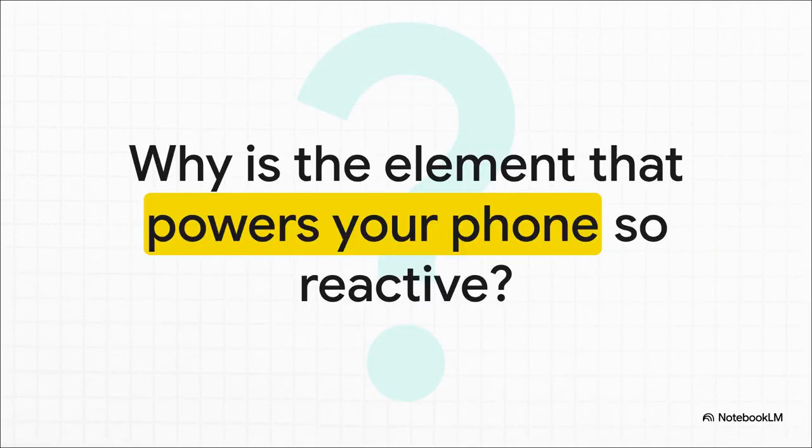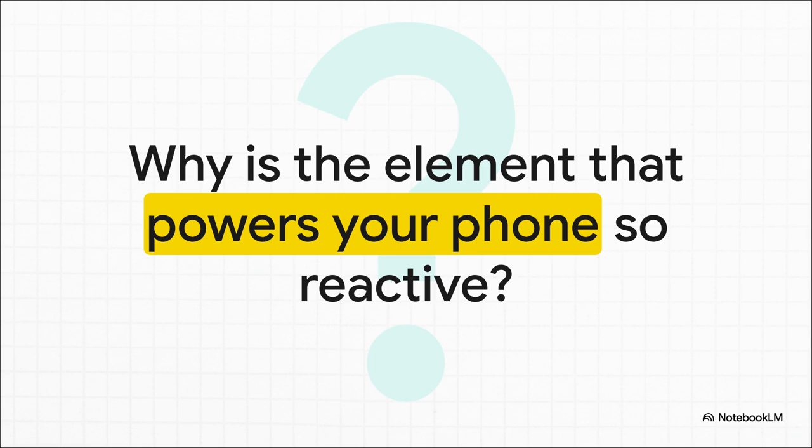Okay, let's make this real. You've probably got your phone with you, right? Well, that little battery inside runs on a tiny, super lightweight element called lithium. And the secret to why lithium is so good at powering your phone is the very same secret that explains the whole shape of the periodic table. It all boils down to one simple thing.